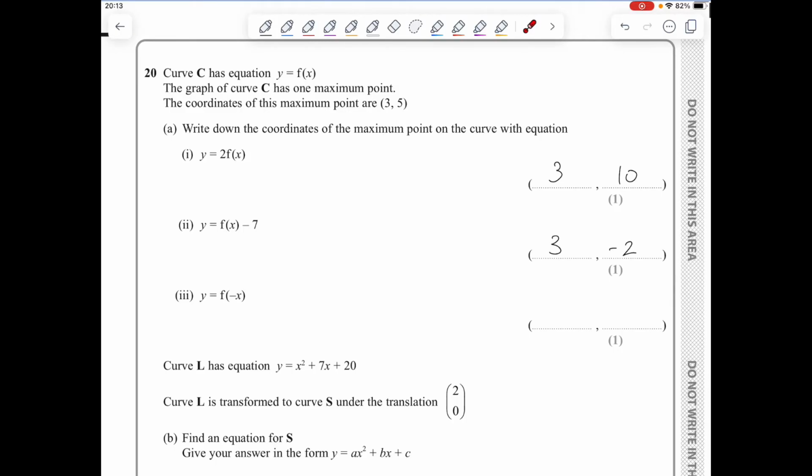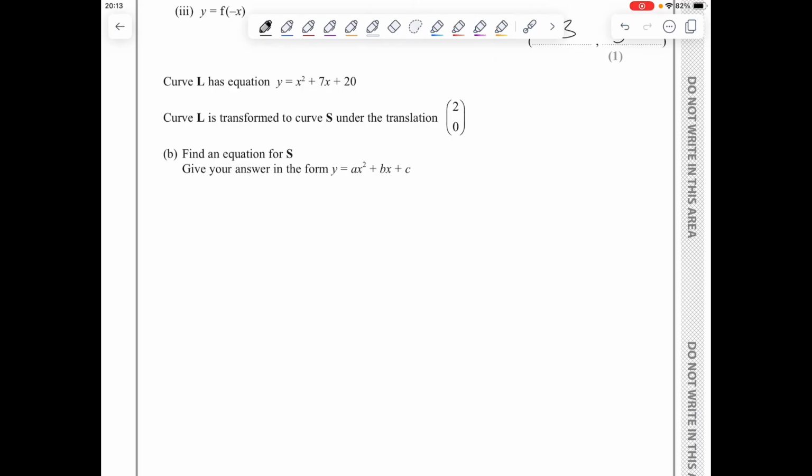And for the last one, f of minus x, this is a reflection in the y-axis. It affects the x coordinates. The positive become negative, the negative become positive. So I've got a 3, once reflected, will become minus 3, and the y coordinate stays the same.